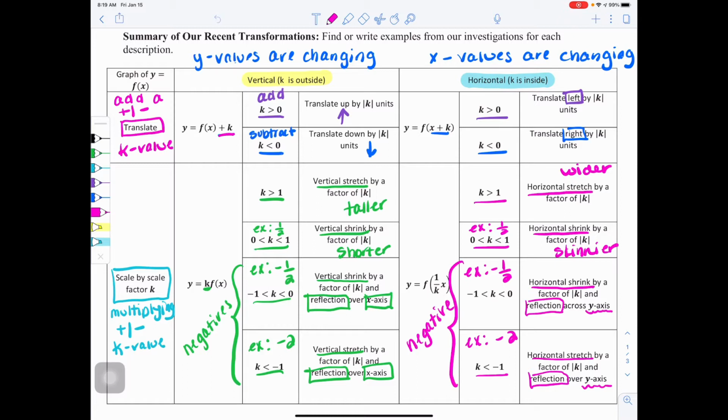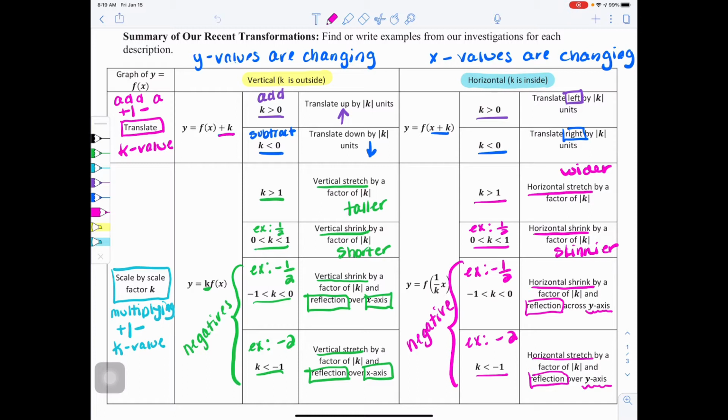On the left-hand side, it's broken into rows based on whether you're translating, which remember is a slide or a shift. That means you're going to be adding or subtracting a number on the outside or a number on the inside. And then the bottom row is your scaling, which means you're going to be multiplying by a positive or a negative on the outside or the inside. We went over all the different ways that this affects the equations and the graphs.